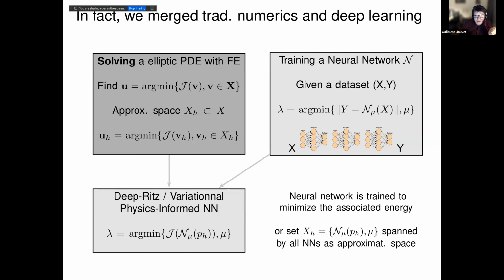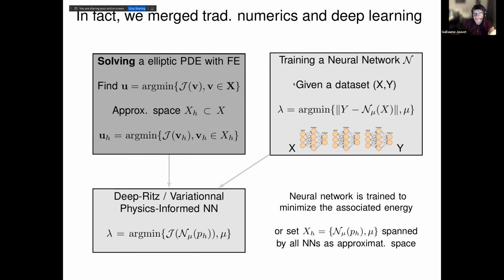Just a pretty technical slide. I'm not going to spend too much time on this, just for those who are wondering how much is traditional numerics and how much is deep learning. I want to show that what we are proposing is actually a merge of some traditional numerics. On the left, I represented a very classical slide of what we do if we are solving a partial differential equation with finite elements. We are basically approximating the function with a certain approximation space, which is spanned by some basis functions.